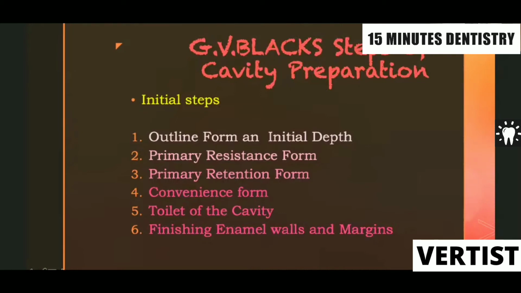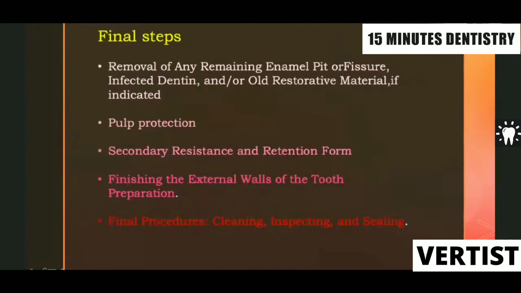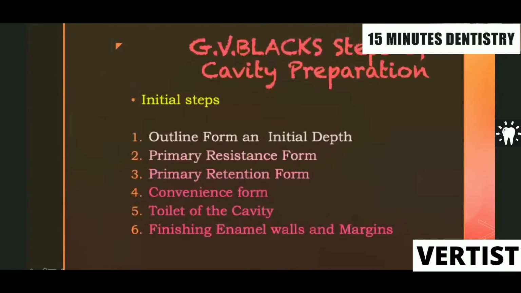So G.V. Black has given us these steps or the principles for cavity preparation, which are the outline form, resistance form, retention form, convenience form, toilet of the cavity, and finishing the enamel walls and margins. The final steps after that are to remove any remaining enamel pit or fissure, infected dentine or old restorative material, do pulp protection, if required any secondary resistance and retention form, finishing the external walls of the cavity, and the final procedure is cleaning, inspecting, and finally sealing of the restoration. Okay? I'll repeat it once more.